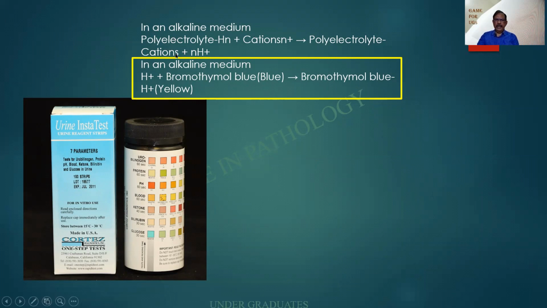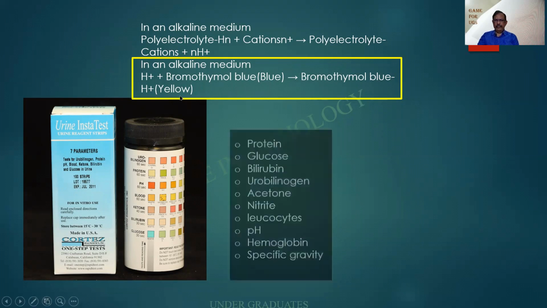In an alkaline medium, you find that bromothymol blue is being converted from a blue color to bromothymol blue minus H plus, which is yellow in color. So this is the basic principle of the dipstick. They'll be asking you, what is the principle of the dipstick? Bromothymol blue is being converted to bromothymol yellow.